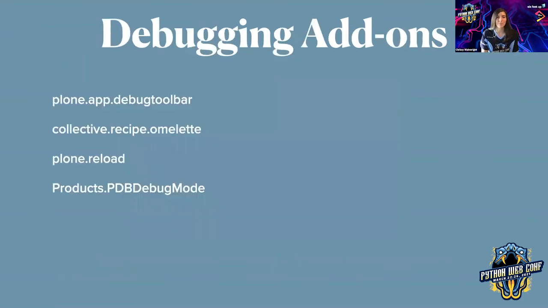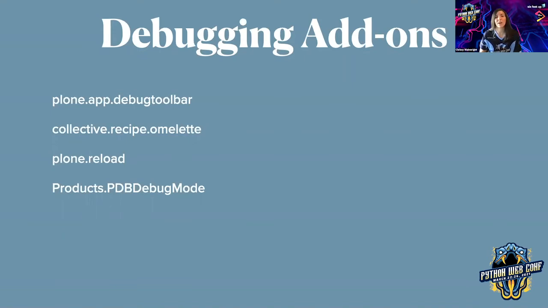Some add-ons that can help you with debugging. And once again, this is only for your local instance. Don't install these on production. There's Plone App Debug Toolbar that offers some context information through the web. Collective.recipe.omelet can go inside of your buildout.